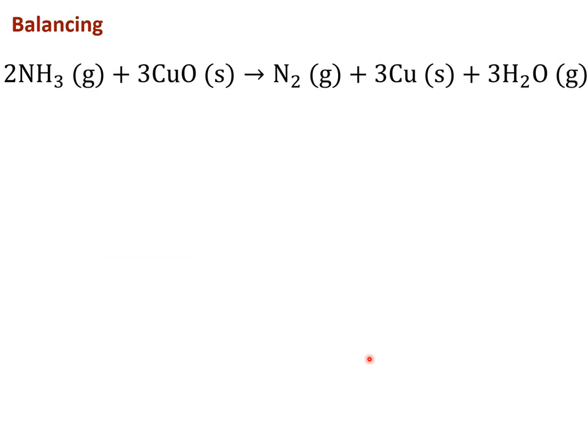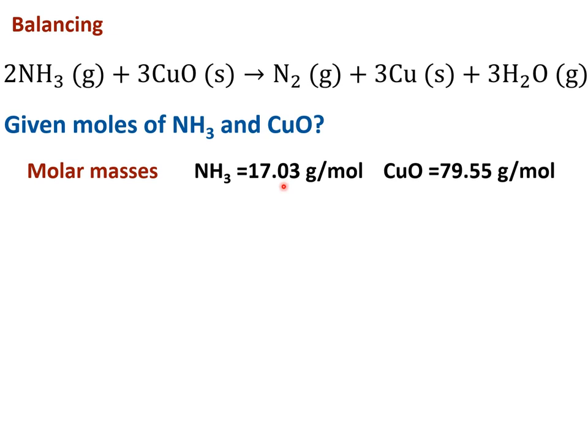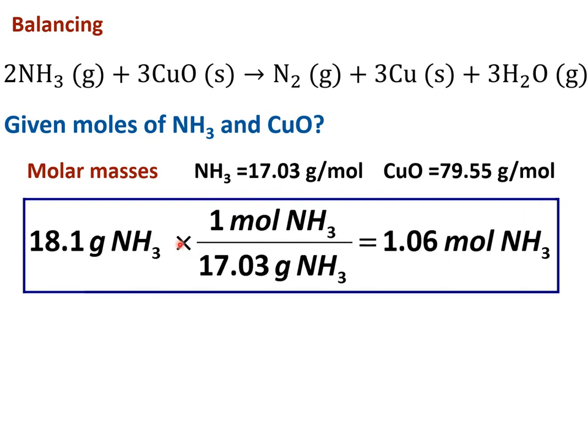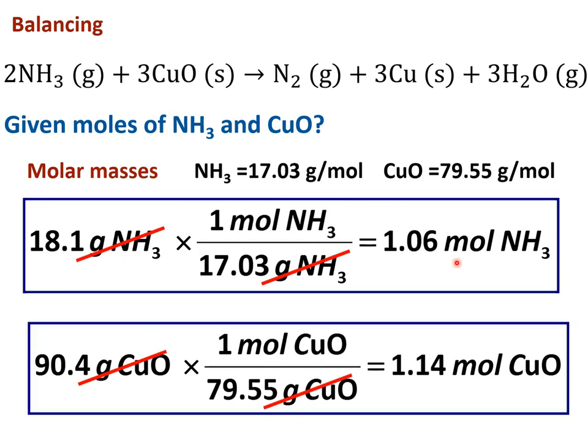After you get the equation, the first thing is to convert the masses it gives you to moles. How can I convert? You will need the molar mass. If you have the molar mass, you just divide the mass by the molar mass, and you convert this to number of moles, and the same applies to copper oxide. This is the stoichiometry. 2 moles of ammonia requires 3 moles of copper oxide. But actually, you have 1.06 mole of ammonia and 1.14 mole of copper oxide.